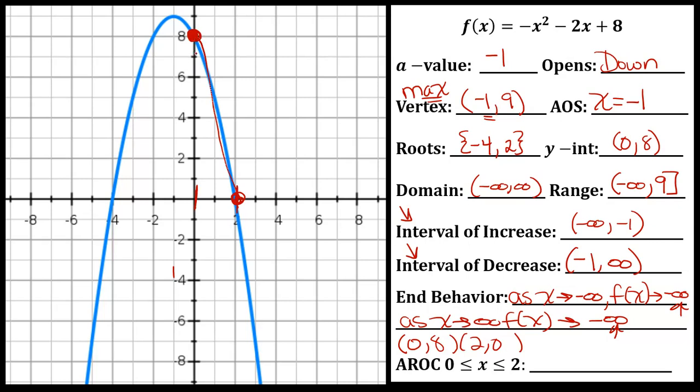So let's find the rise. 1, 2, 3, 4, 5, 6, 7, 8, and we were going down, so that's -8. And then we're moving to the right. We're always going left to right. 1, 2. So we have -8 over 2, which simplifies to -4. This is how you identify the key features graphically.